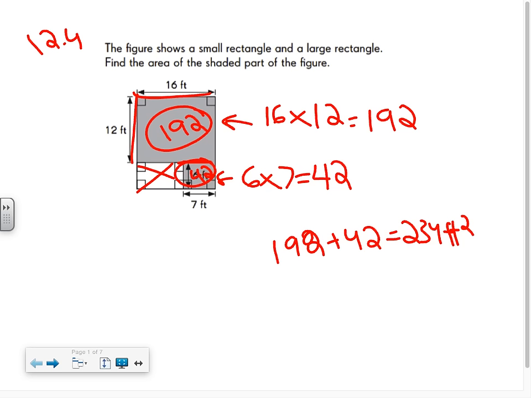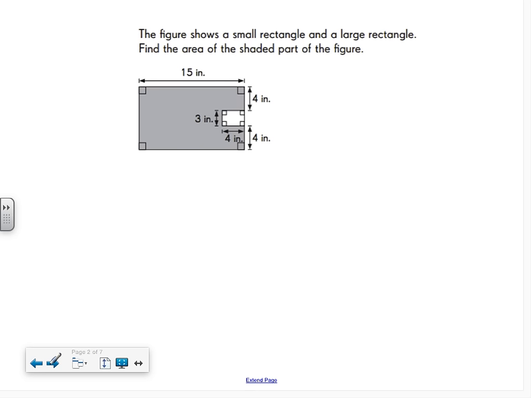So you can either find the whole, subtract the part, or find the area of the composite pieces and then put them together. Next one I want you to try on your own and pause, unpause it when you're ready. This one says this figure shows a small rectangle, again right there, and a large rectangle, which is that. Find the area of the shaded part.